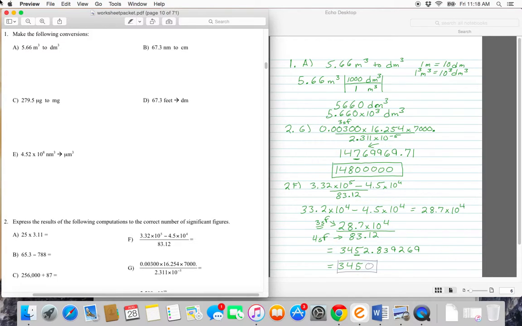It should be 3450000. We do not put decimal and we do not put the zeros again because that will make this number have more significance than is necessary. In this case, we can only show this to 3 significant figures. So here is your final computed answer for 2F.